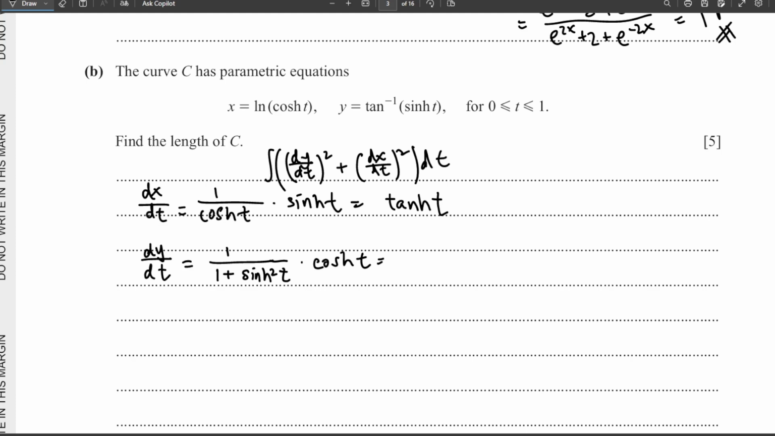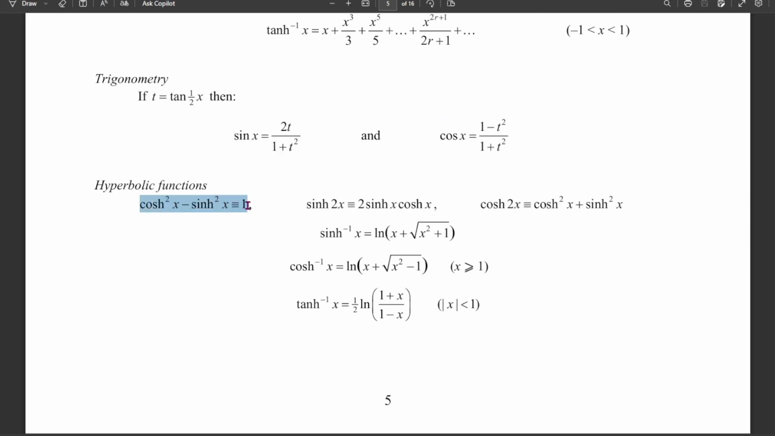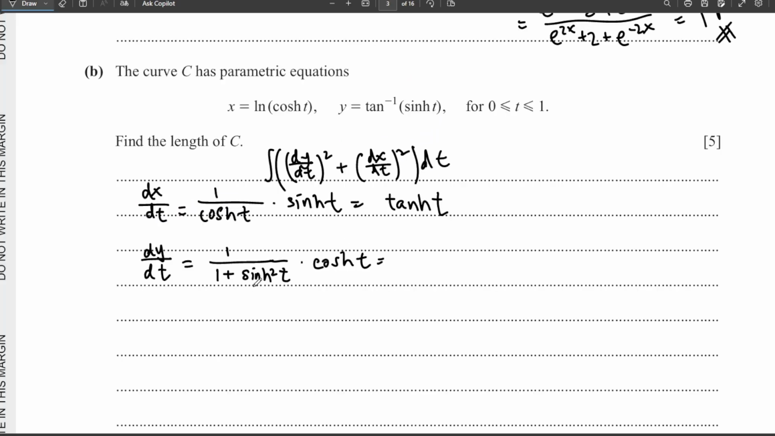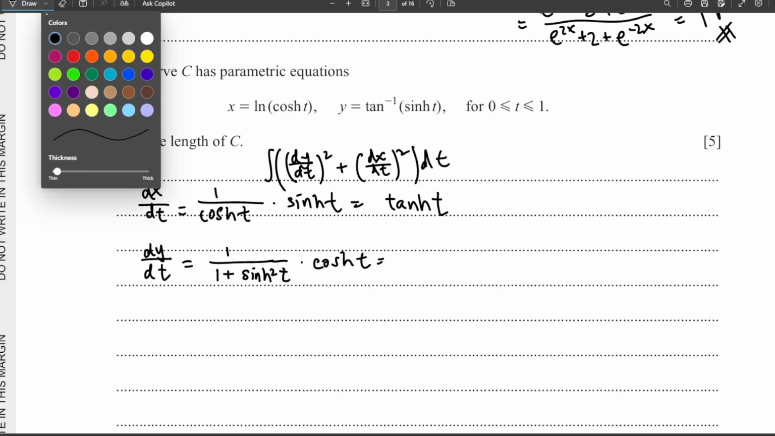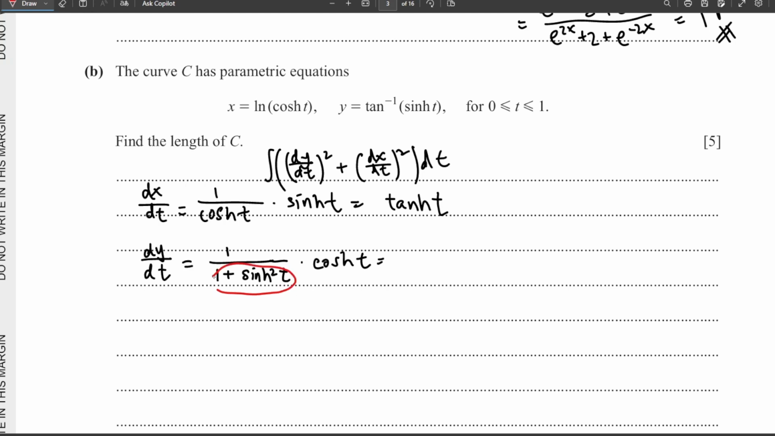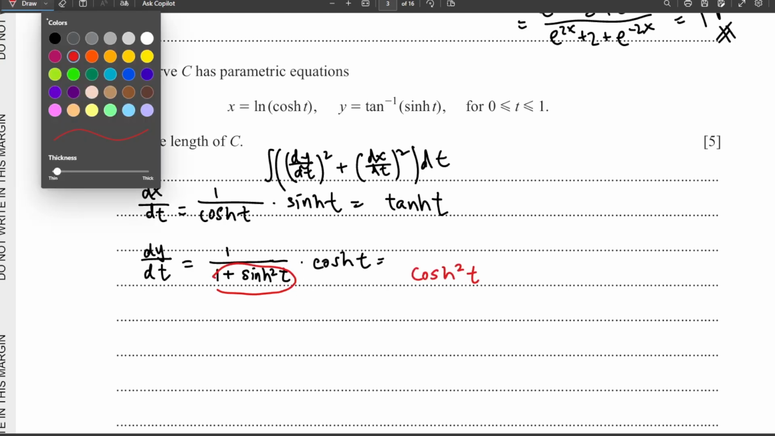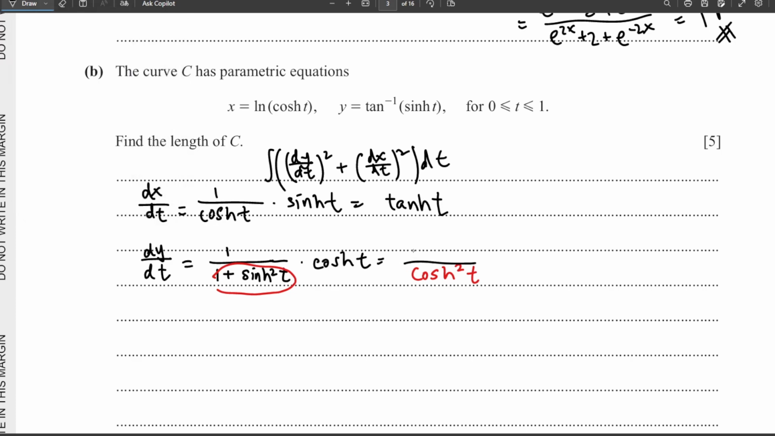So let's do some simplification at the bottom here also, because using this Pythagorean hyperbolic identity, we know that 1 plus hyperbolic sine squared is the hyperbolic cosine squared. So on the bottom, I'm going to change this expression to hyperbolic cosine squared, and on the top we will have just a hyperbolic cosine. So this gives us a hyperbolic secant t.